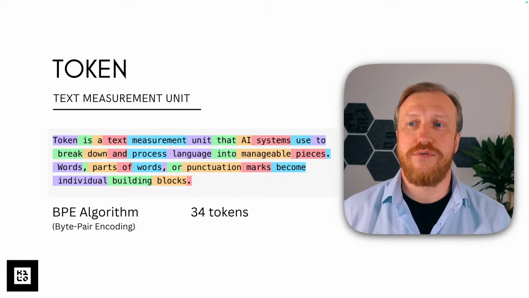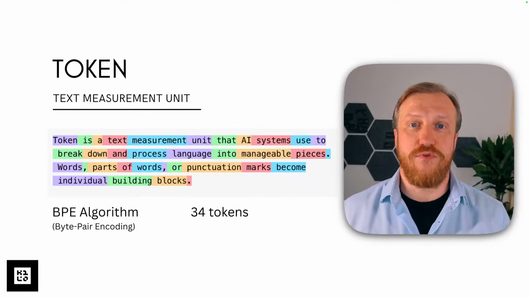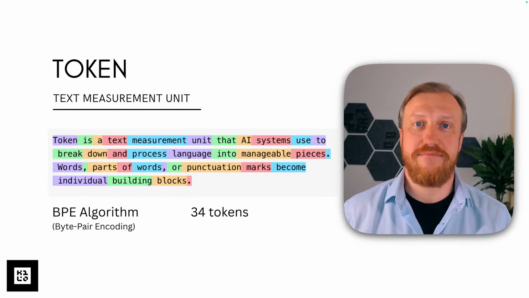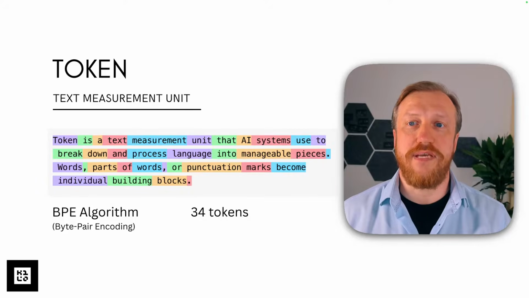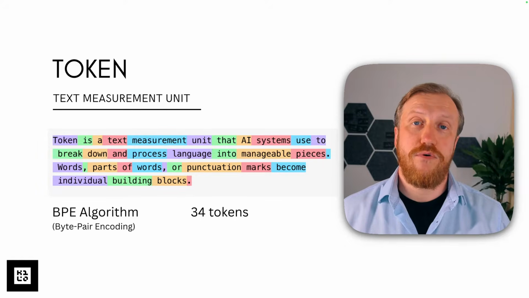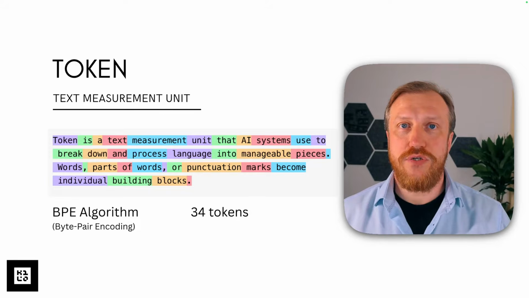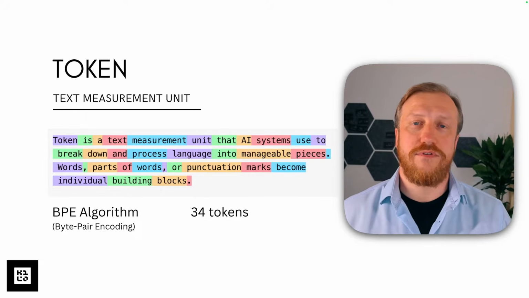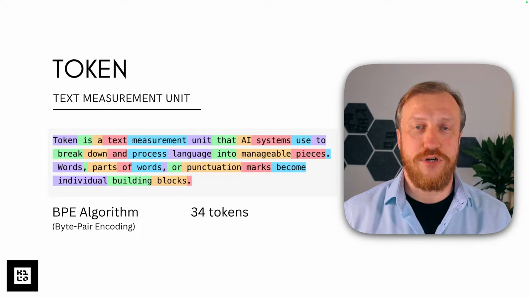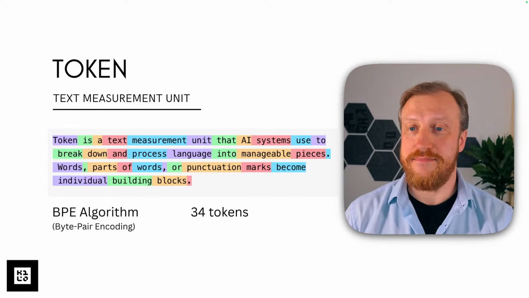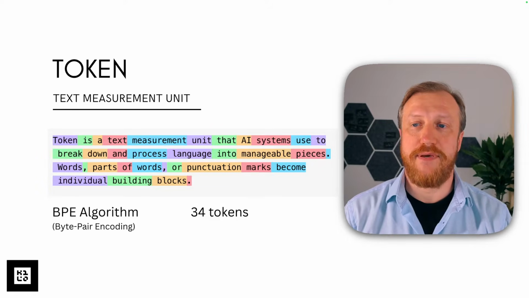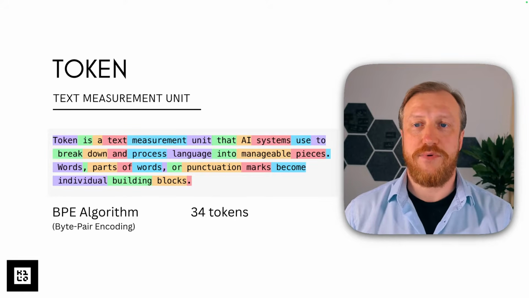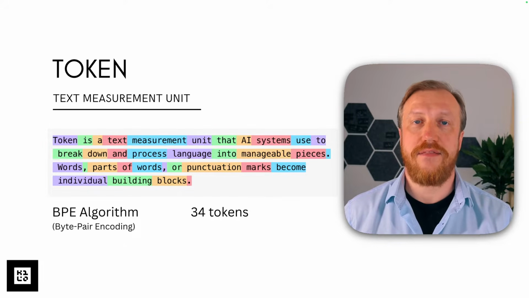AI systems use that to break down and process words and texts into manageable pieces, piece by piece. Words, parts of words, punctuation marks become individual blocks, chunks, or simply tokens. Usually a token is around 4 characters, but it's much more complicated than that. You can see here in this example. This example has been built using the byte pair encoding algorithm and generated 34 tokens out of this text.